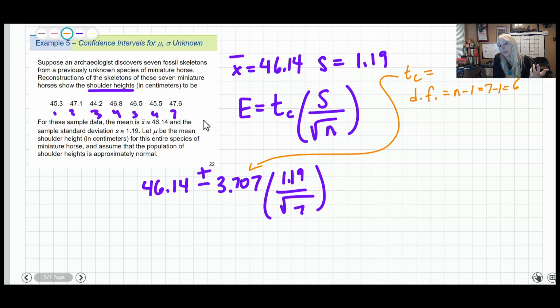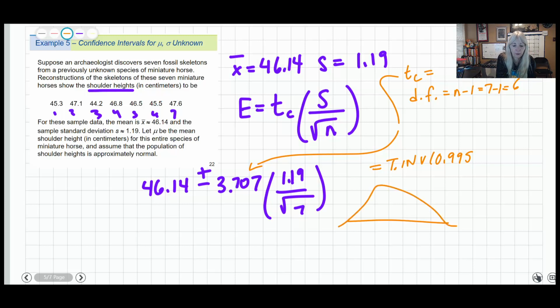And now I either need Excel or I need a table to look this up. Okay, and so again, you can either find this in a t-table. If you use Excel, you just have to be careful, because what I would type into Excel is INV 0.995, remember the 0.0, how we're getting that middle value, okay?